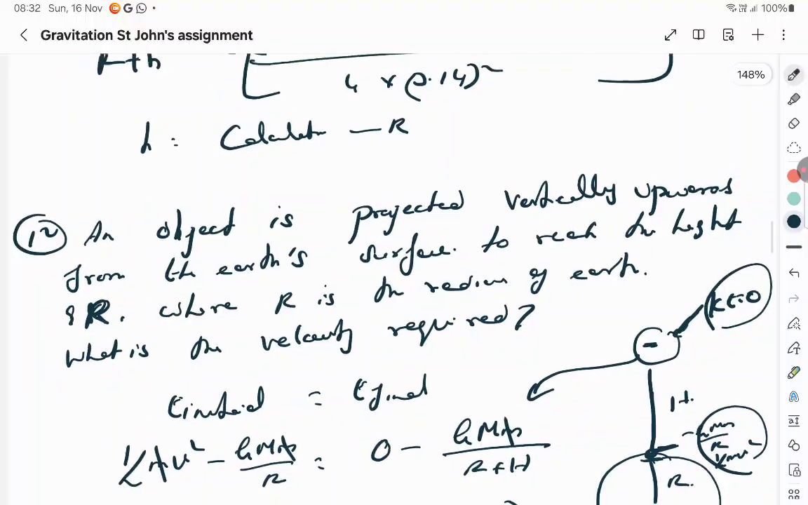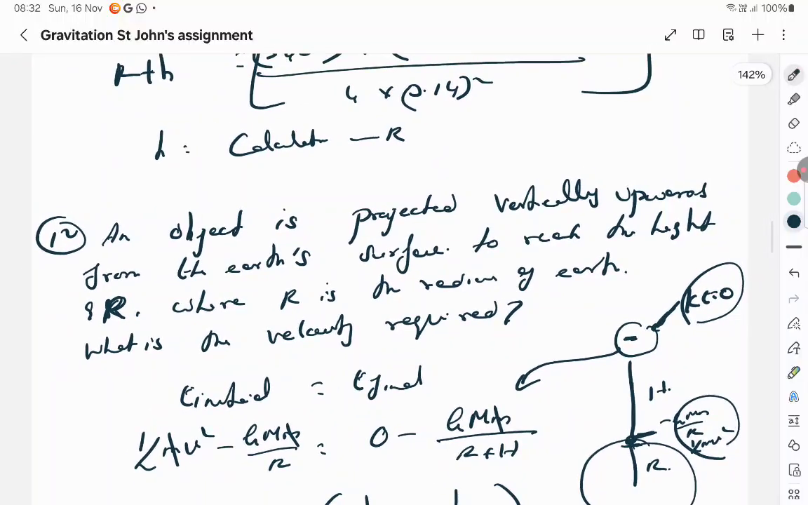An object is projected vertically upward from the Earth's surface to reach a height 9r. r is the radius of the Earth. An object is projected vertically upwards from the surface to reach a height h which is 9r from the surface of the Earth. So totally from the center it will become 10r. Okay, fine, keep it like that. What is the velocity required to project it to 9r?